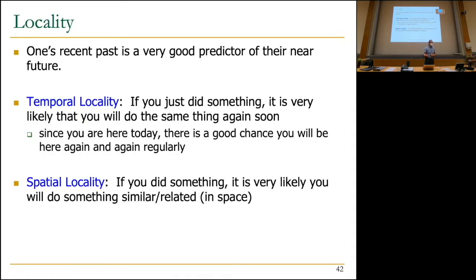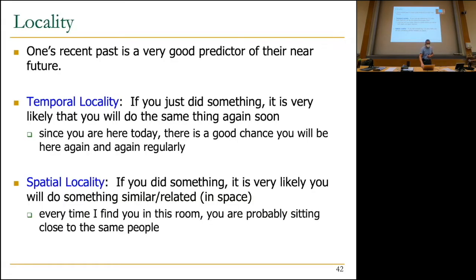Spatial locality is in space, basically. The same principle in space. If you did something, it's very likely that you will do something similar or related in space. I like this analogy. Every time I find you in this room, you're probably sitting either at the same space or close to the same space. And there are clusters of people who sit closer to each other, and this never changes. But there are also some random people that randomly sit at different places. So not everybody obeys this principle, if you will. As with every rule or principle, there are exceptions, right?